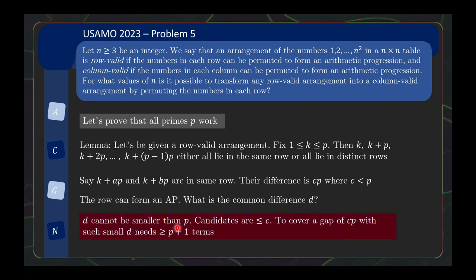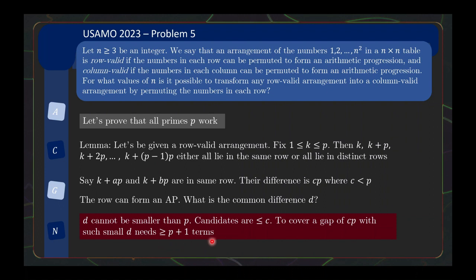Now, at the same time, d cannot be strictly smaller than p because the common difference must divide this difference cp, right? So if it's strictly less than p and p is a prime, if you think about the possible prime factorizations, the candidates for the common difference are now at most c. And to cover a gap of cp with such a small d, moving from this number to this number, you will need to cover the gap of cp, and each time we can only jump a small gap, which is d. You can check that will require at least p plus 1 terms.